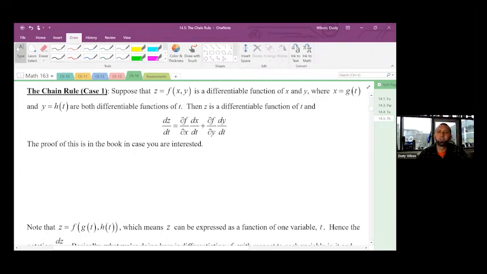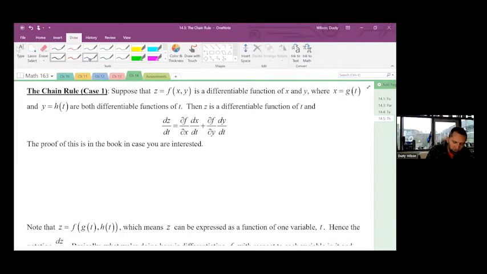The chain rule, case one. Suppose that z equals f of x, y is a differentiable function of x and y, where x equals g of t and y equals h of t. Those are both differentiable functions of t. Then z is a differentiable function of t, and dz dt equals the partial of f with respect to x times dx dt, plus the partial of f with respect to y times dy dt. The proof of this is in the book, in case you're interested.